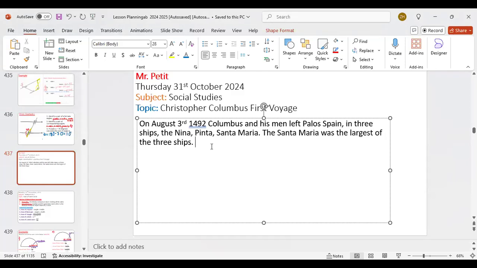Now, you have to write this down for me, please. But something happened on the way, because he did have problems and trouble. Didn't the rudder break or something? The rudder did break, yes. And they didn't know that the earth was that big. So Christopher Columbus encountered some problems.